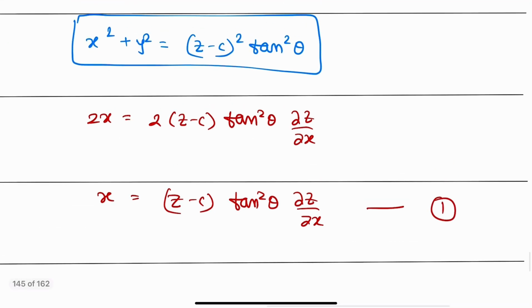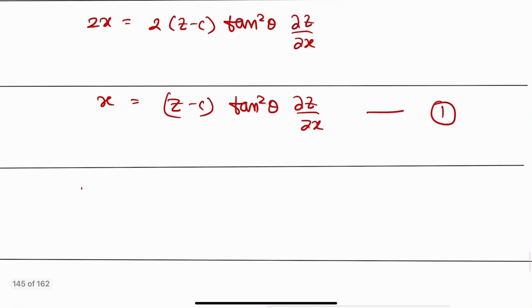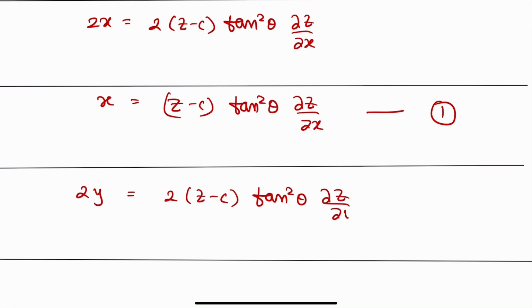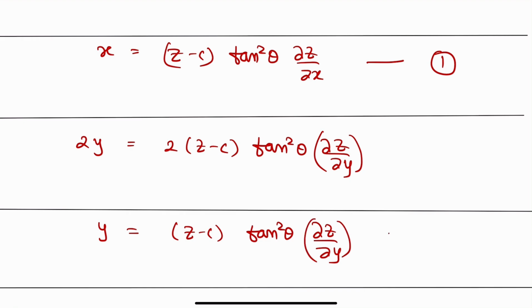Now partially differentiating this again with respect to y, we get 2y equals 2 into z minus c tan square theta into dou z by dou y. Okay, which is y equals z minus c tan square theta dou z by dou y. Okay, this is our second equation.